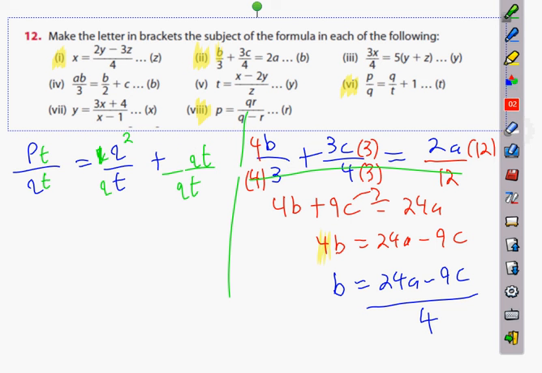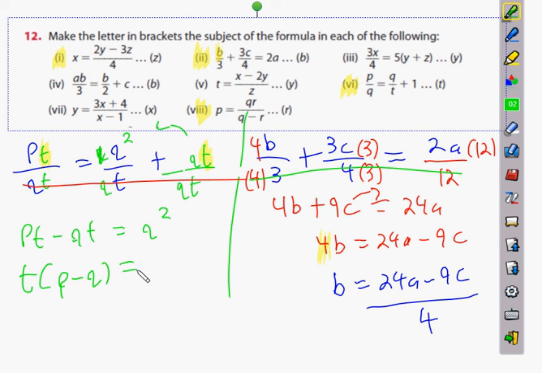Now, what happens to all the QTs? Then, which letter are we getting on its own? T. How many T's do we have? 2 of them. Bring both T's to one side. Now we have PT minus QT equals Q squared. Now what do we take out next? We have to take out T. So we get T times P minus Q equals Q squared.